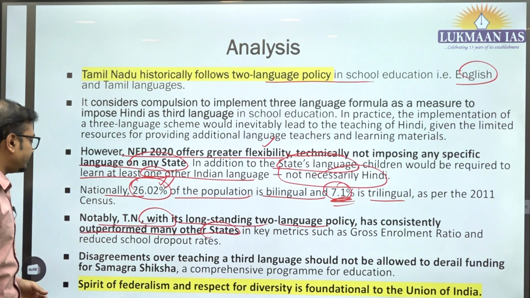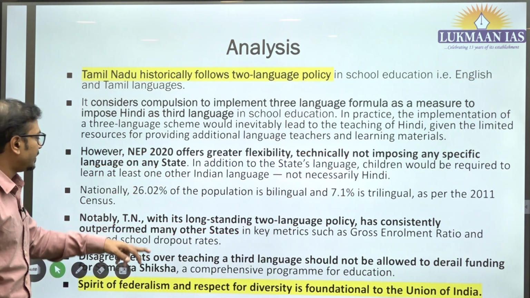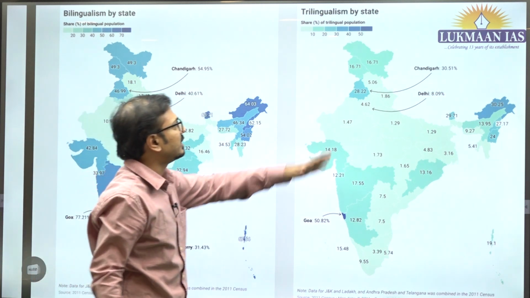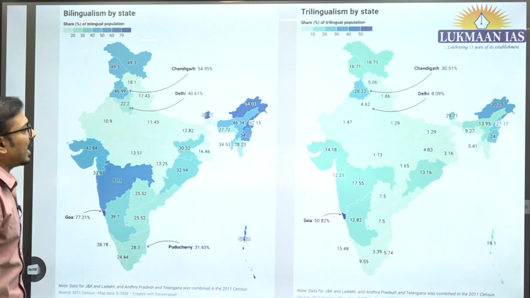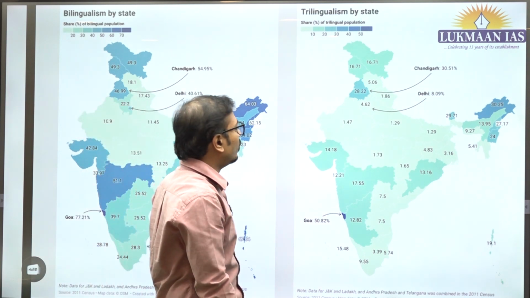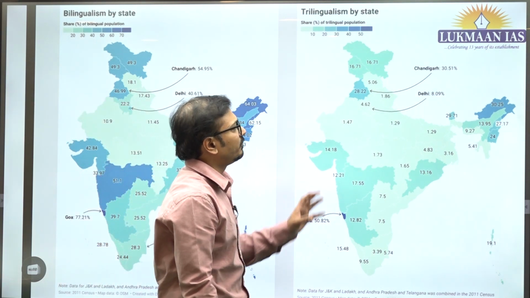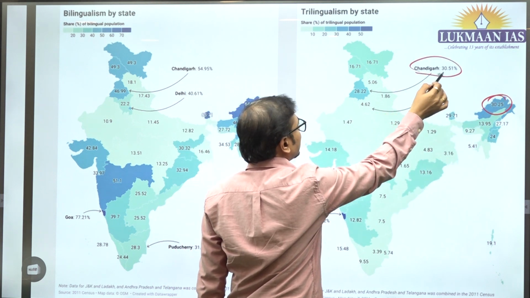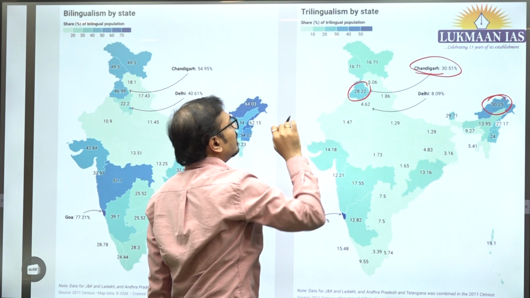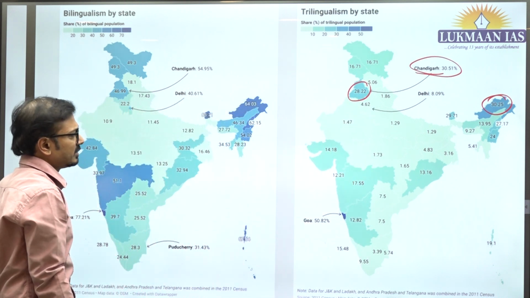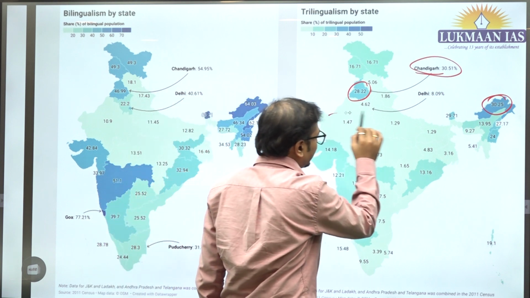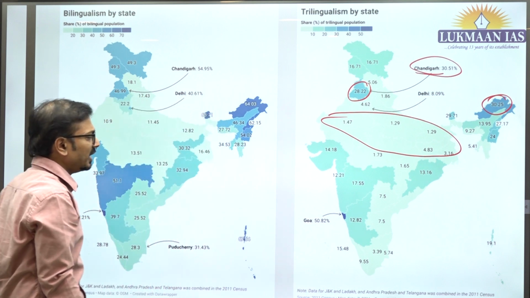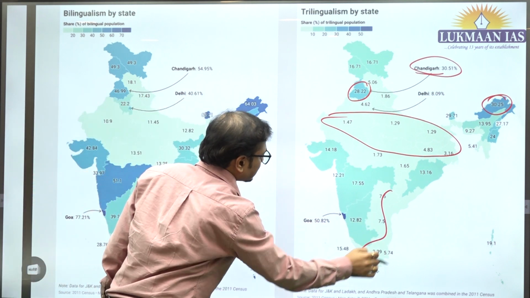Okay. So yes, we should also try to see the data related to bilingualism, and you can see here the data on bilingualism by state, 2011 census, and trilingualism. If you see the trilingualism, it is more in only a few states, like Northeast India, Arunachal Pradesh 30%, or Chandigarh at 30%, or even Haryana 28% trilingualism. But you can see that most of the Hindi belt has a very low trilingual population, and the same with the southern states.